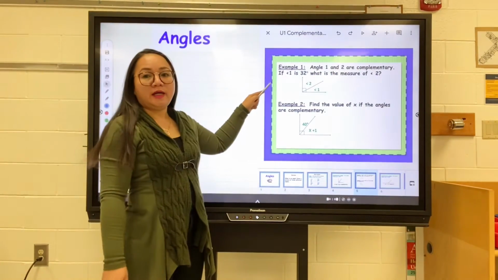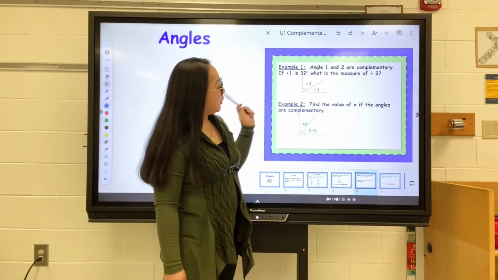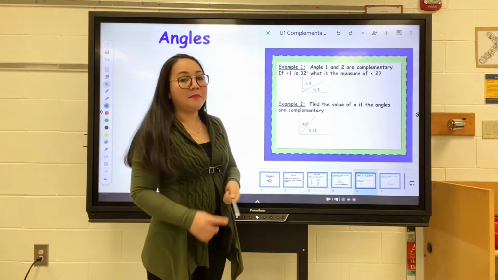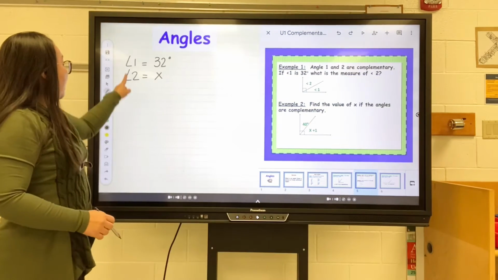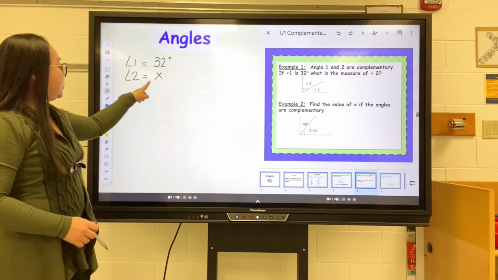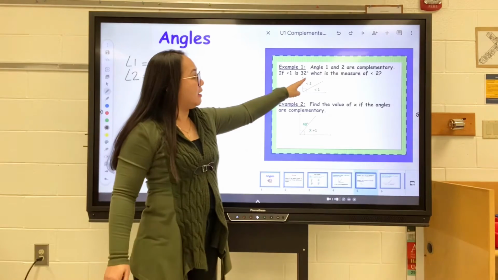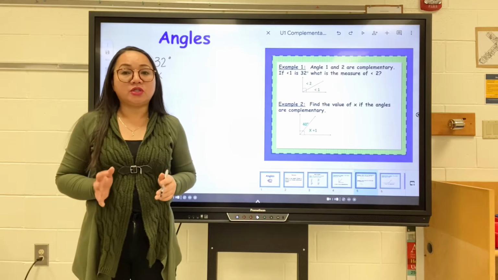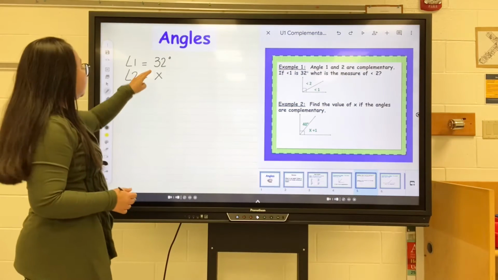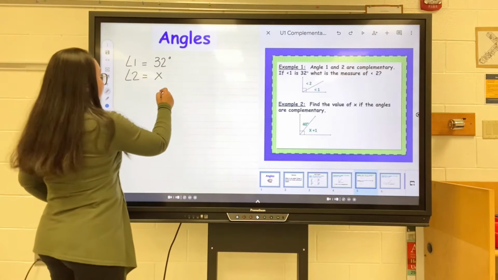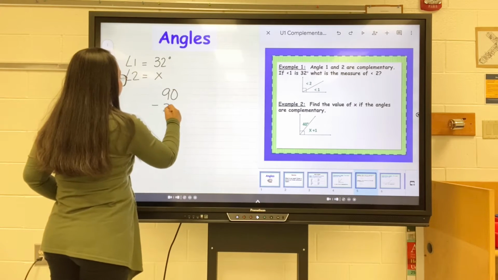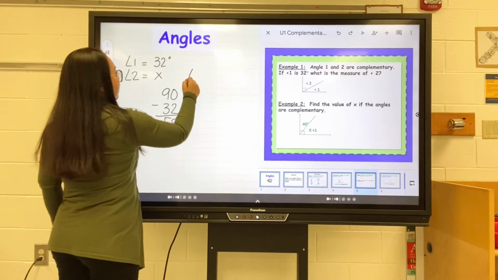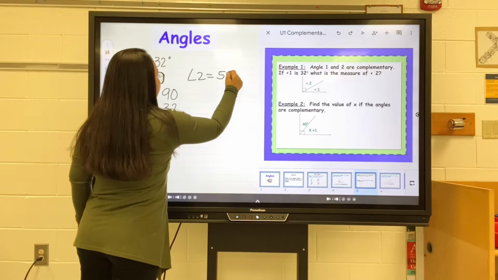Let's consider example number 1. Angle 1 and 2 are complementary. If angle 1 is 32 degrees, what is the measure of angle 2? Angle 1 is 32 degrees and angle 2 is unknown. We are asked for the measure of angle 2. Complementary angles are angles whose sum is 90 degrees. So since angle 1 is 32, we will subtract 32 from 90, which is 58. So therefore, angle 2 is 58 degrees.